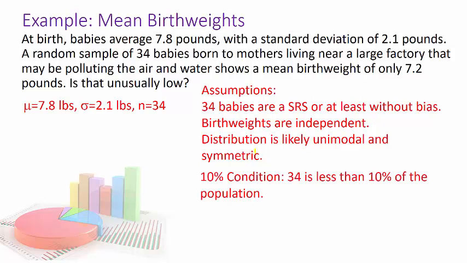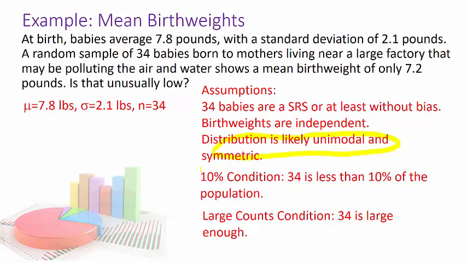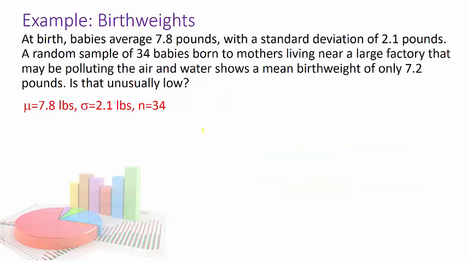10% condition. 34 is definitely less than 10% of the population. And the large counts condition. We're going to say 34 is large enough. And probably, 34 is a little bit close. But since it's unimodal and symmetric, we should be fine. All right? And I remember I was able to use 25 with a bimodal. But that was that bimodal. So be careful there. All right.